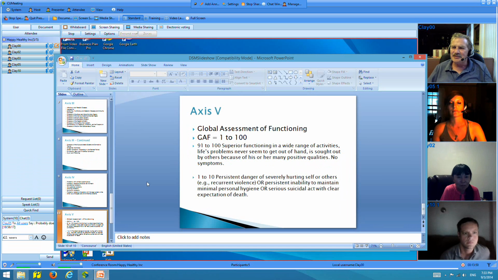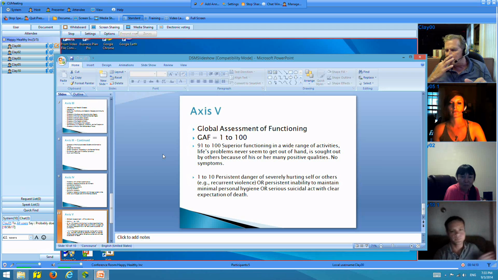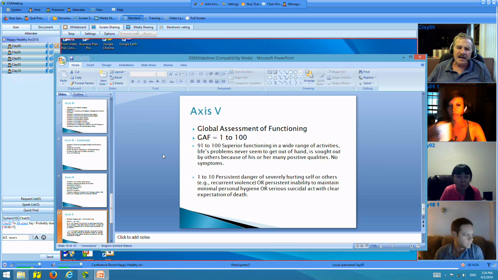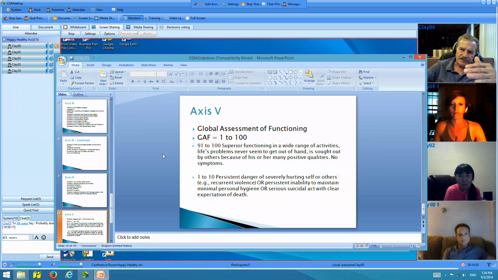And building to my first conclusion here, we have Axis 5, which is a global assessment of functioning. So the last thing you do after you establish all this diagnosis, and now you spend some time with this person and you talk to them, you see what's going on, you give them a GAF score. It's their global assessment of functioning. Overall, how's this guy doing? If he's coming in, and this is like a 10-fold chart, but the top of the chart, the 91 to 100, is superior functioning in a wide range of activities.